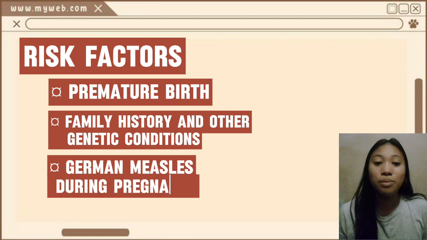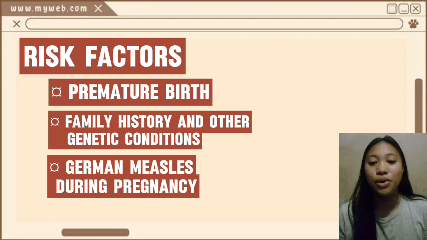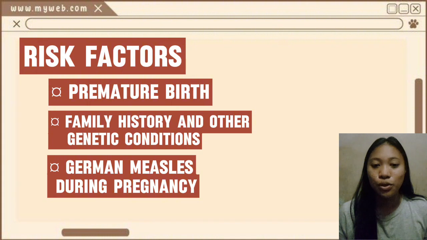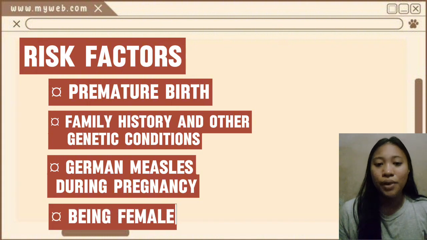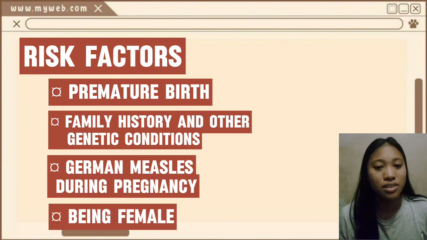German measles during pregnancy. Having German measles, also called rubella, during pregnancy can cause problems in a baby's heart development. A blood test done before pregnancy can determine if you're immune to rubella, and a vaccine is available for those who aren't immune. Being female: PDA is twice as common in girls.